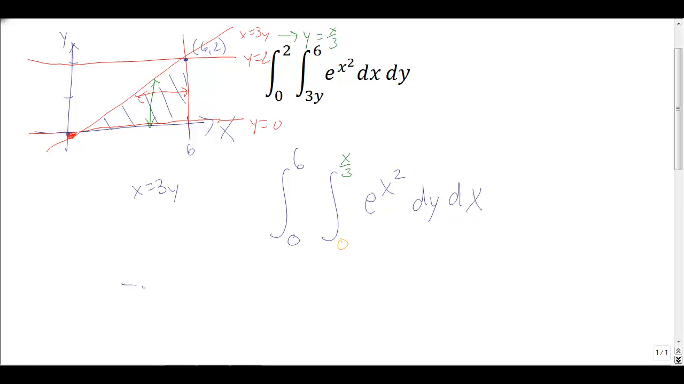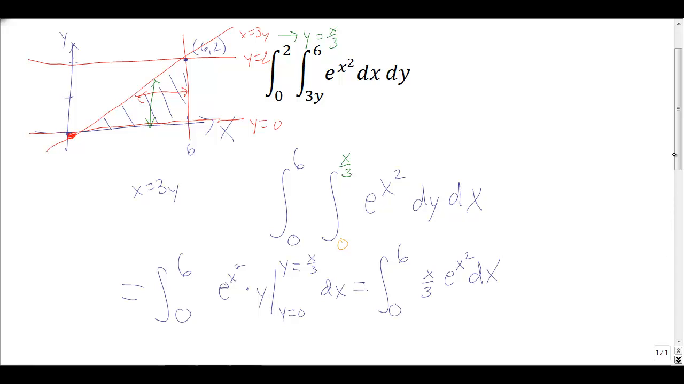Let's go evaluate this. So I get an integral from 0 to 6. When I integrate e to the x squared with respect to y, I get e to the x squared times y. E to the x squared is a constant as far as y is concerned. And then we evaluate this at y equals 0. We subtract that off from what happens when we evaluate this at y equals x over 3. Okay, so now we get 0 to 6. When you plug in x over 3, you're going to get x over 3 e to the x squared. I wrote the y in front here. We plug in y equals 0, that's going to be 0. I'm going to subtract that. I don't really need to write that.